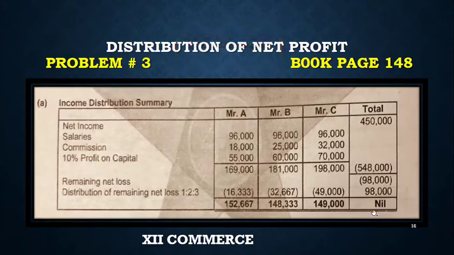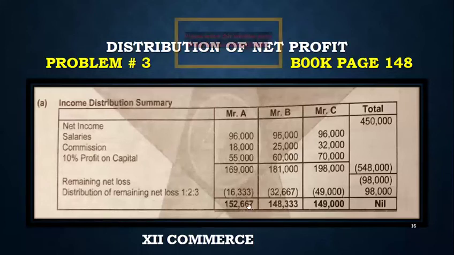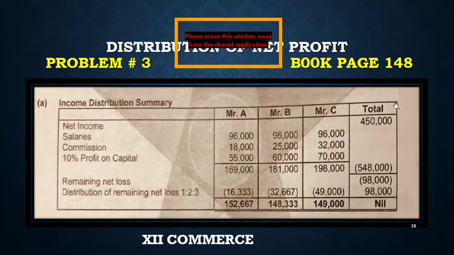Now another working, put the heading of verification, add these three values, 152,666 plus 148,333, 149,000. Add these three values and your answer should be equal to 450, this 450. Okay, clear? Now you have to add these three values in the verification and your answer should be equal to 450.